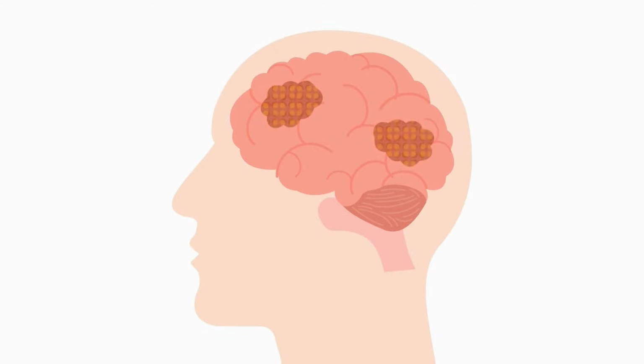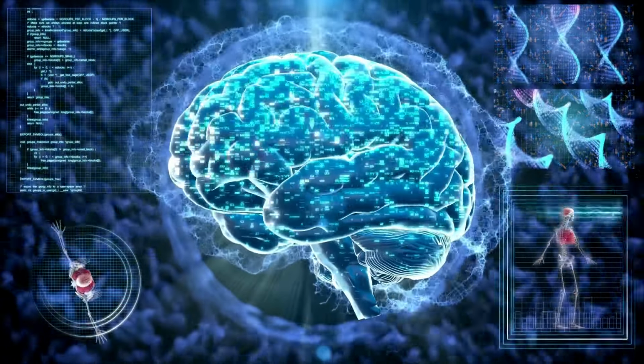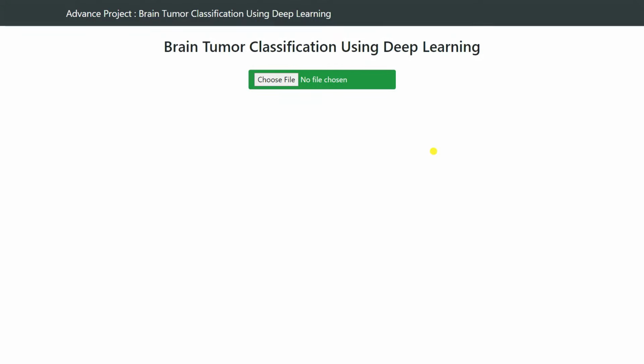In this video, I am going to discuss brain tumor image classification using deep learning. This is an advanced type of deep learning project, so let's see the demo first. Let's have a look at the demo application called brain tumor image classification using deep learning. This application is built using Python and the Flask framework. Also, this is an advanced deep learning project which is really far better than the previous one.